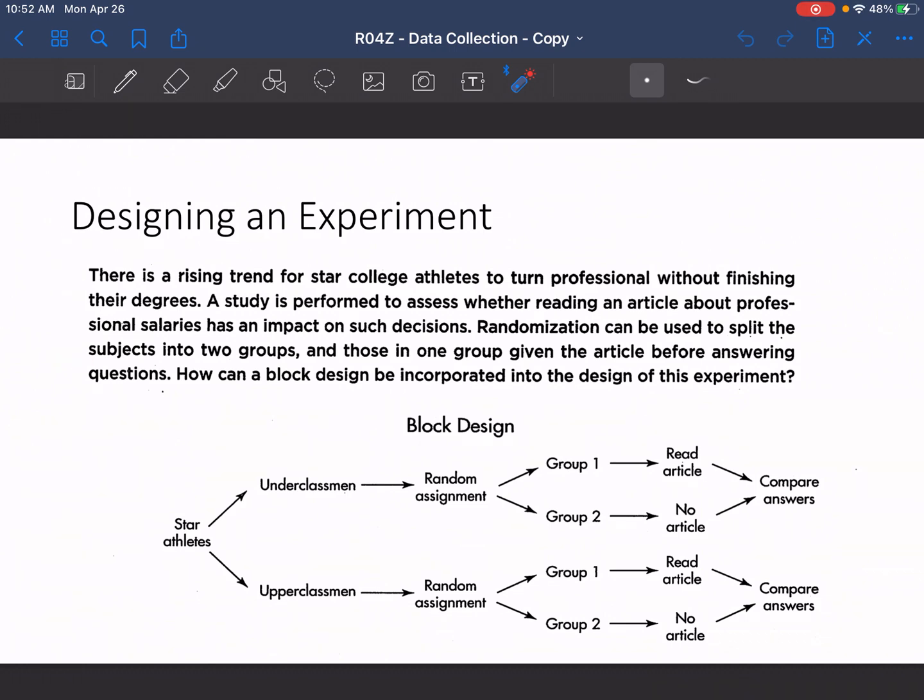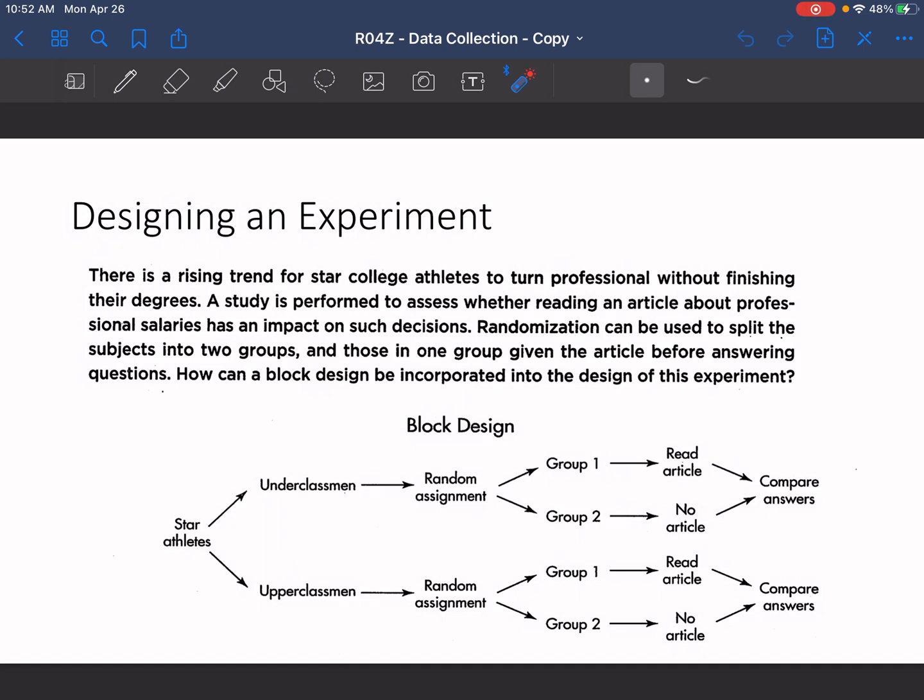If you're asked to set up an experiment based off of information that they give you, like in an FRQ or something along those lines, you could say something like this. So with this example, they say there is a rising trend for star college athletes to turn professional without finishing their degrees. A study is performed to assess whether reading an article about professional salaries has an impact on such decisions. Randomization can be used to split the subjects into two groups and those in one group given the article before answering questions. How can a block design be incorporated into the design of this experiment?